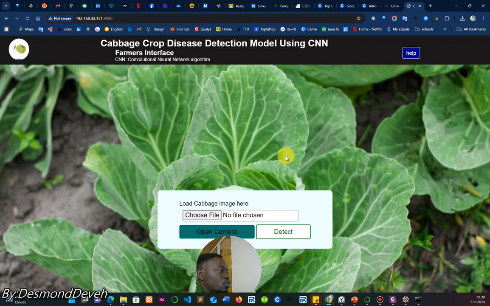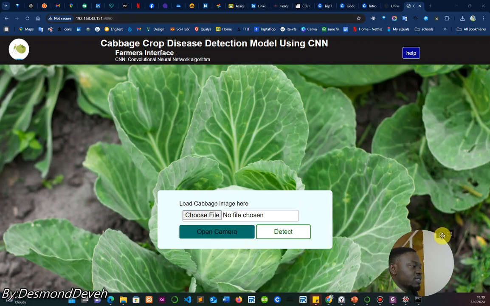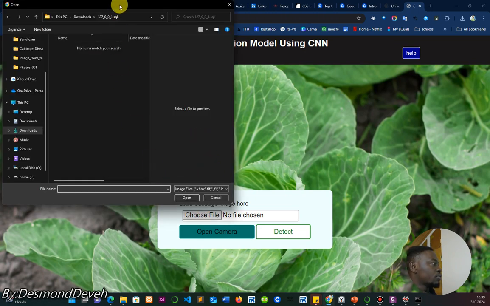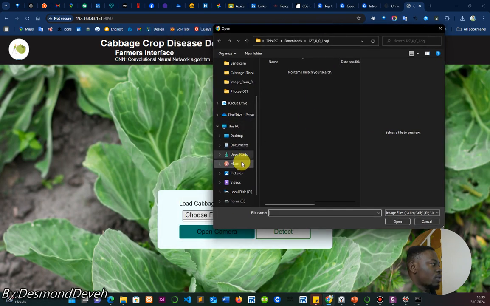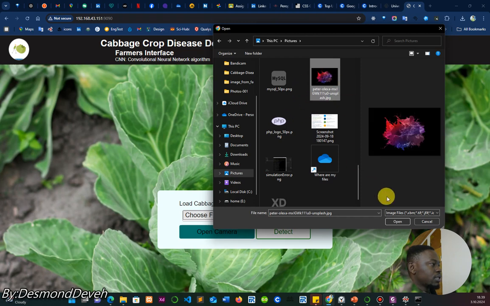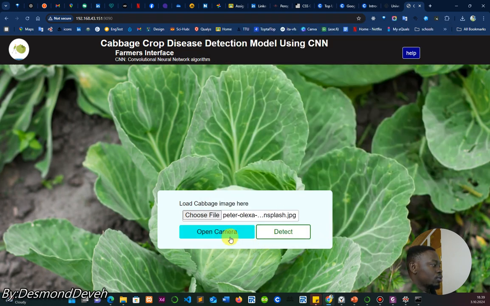Good. Yes, so now this is the interface. We have the interface here. I'll improve it as time goes on, but for testing's sake, this is going to help us. So now I want to test this system, so I can select any image. Maybe select this, and then go to detect, and it should be able to detect because it's running.